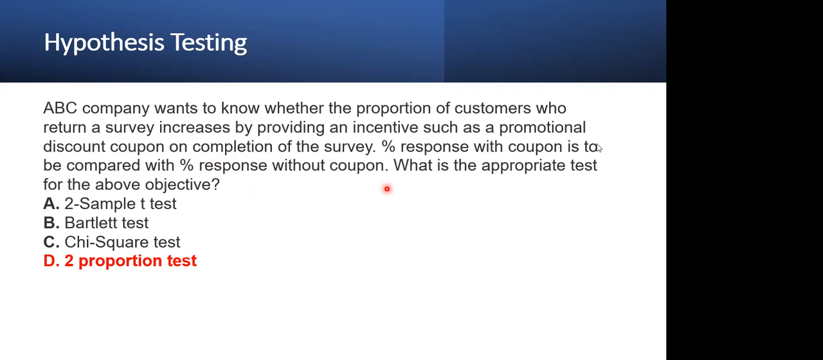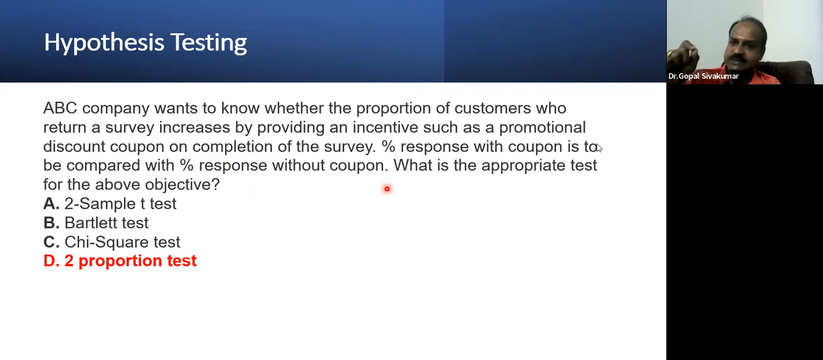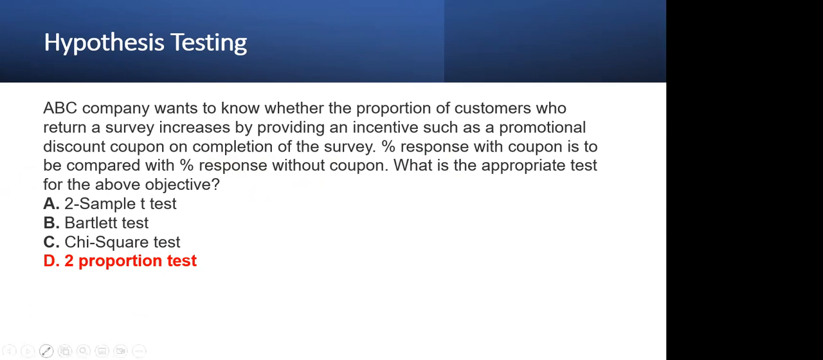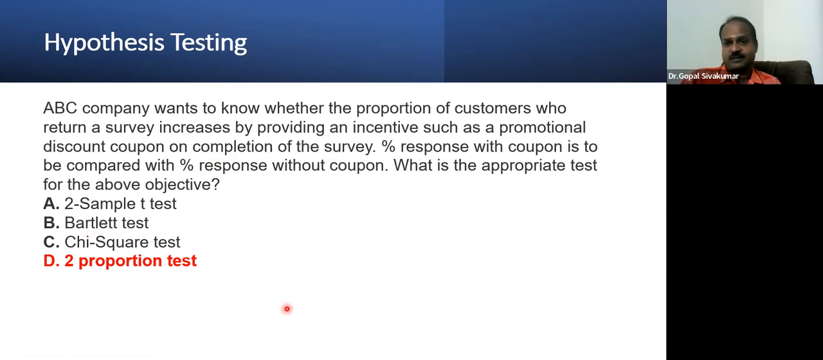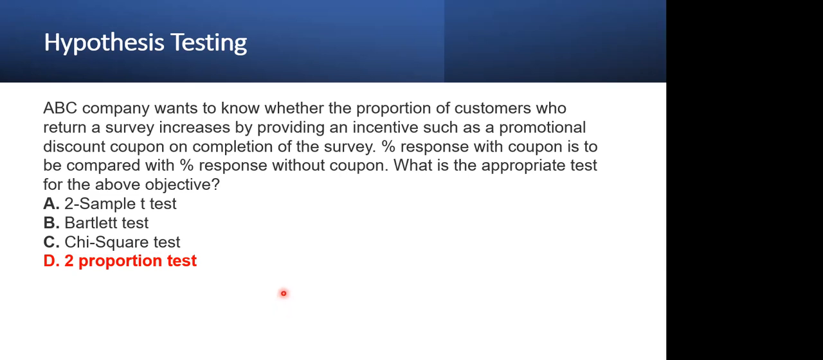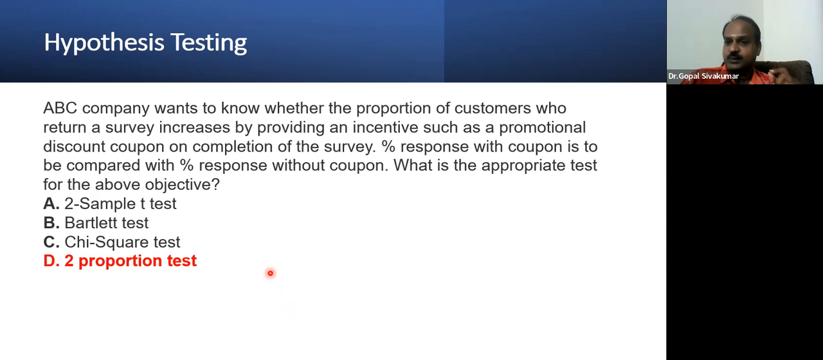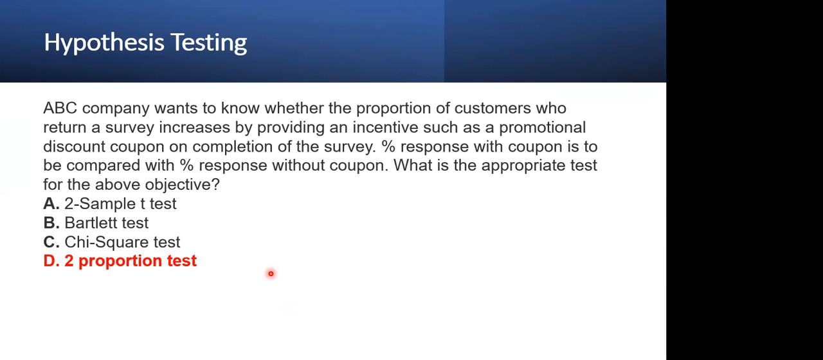Yes, sir. What is this hypothesis testing called? You are comparing 6.5% and 40%. What is the hypothesis testing here? Proportion test. Two proportion test. Why is it two proportion? Because we are comparing percentages, the data is discrete.